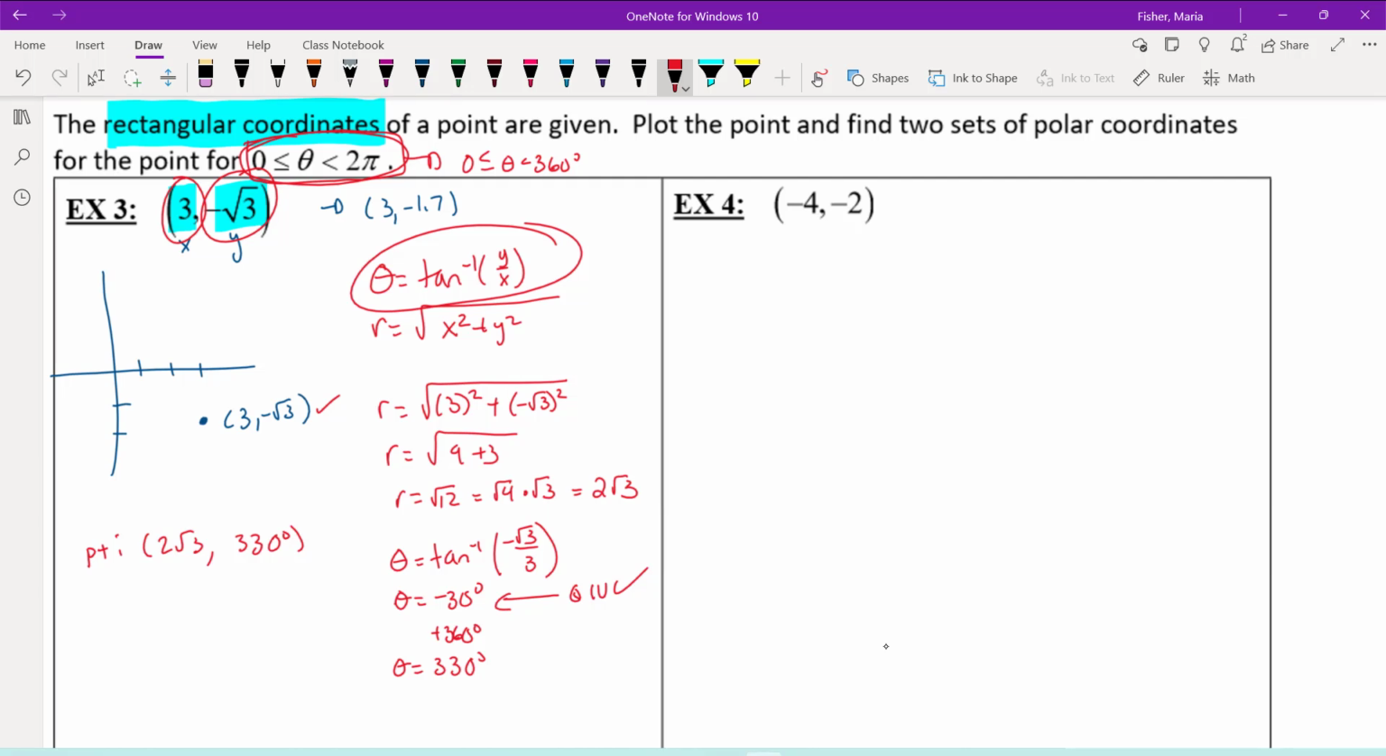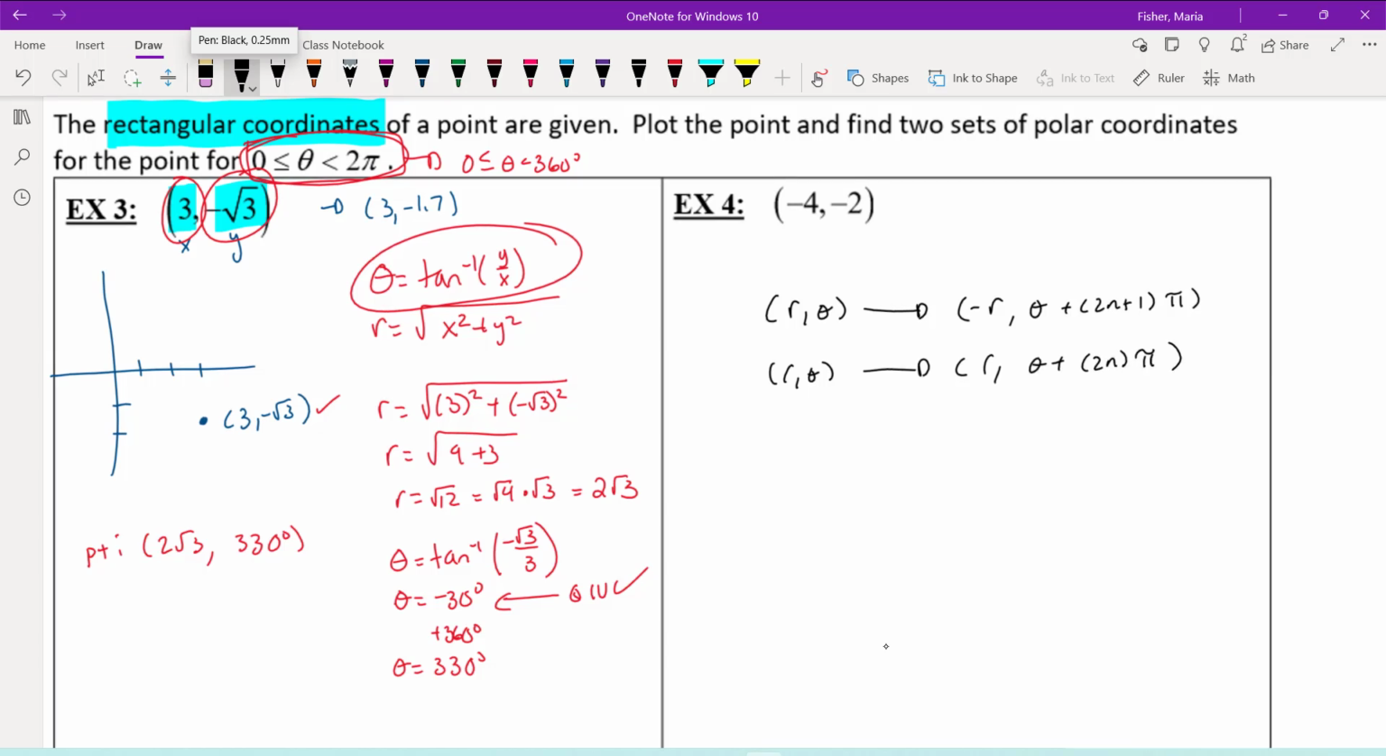So now I need to find a second point. And if you look at the first page, we said that there's a way to get another point. If you have r comma theta and you want r to then become negative, you have to add to theta 2n plus 1 pi, which was that odd integer multiple of pi. If you have r, theta and you want r to stay positive, you have to add to theta 2n pi, or an even integer multiple of pi.